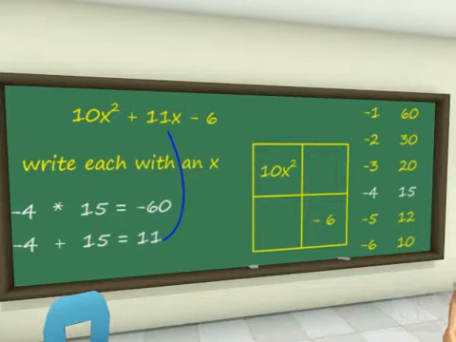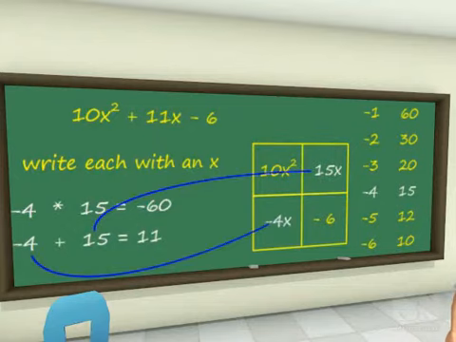Now we pick a pair that adds to positive 11. Negative 4 plus 15 adds to 11, so we choose that pair. Now we put those two factors in the other two squares. Remember to include an x with each factor and that it does not matter how you choose to put them. Either way works.